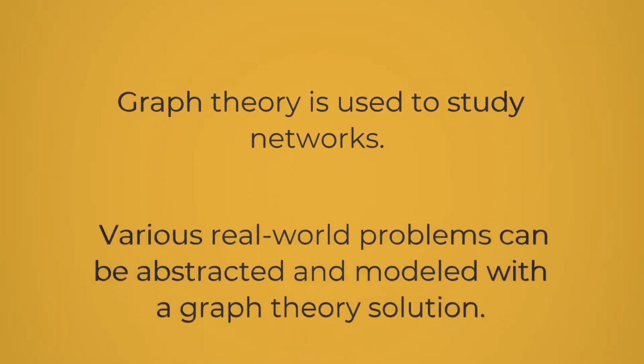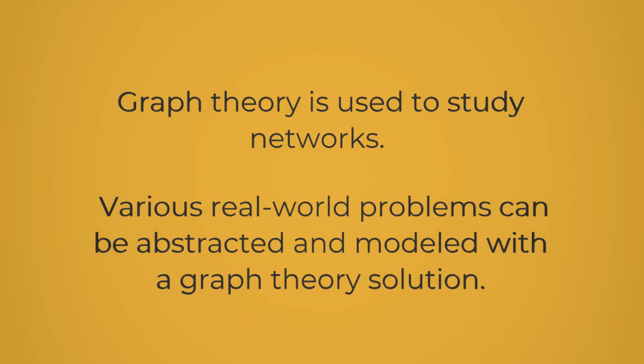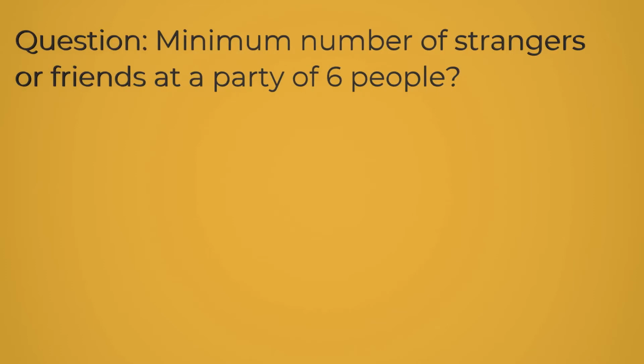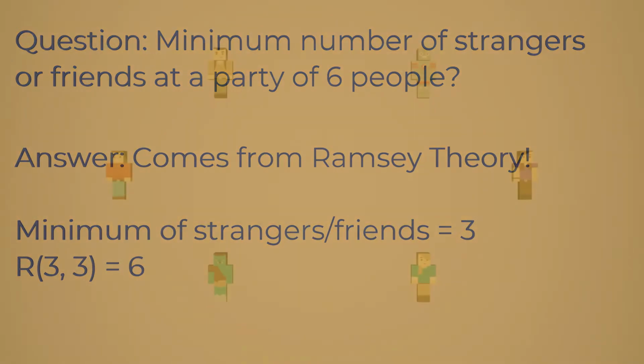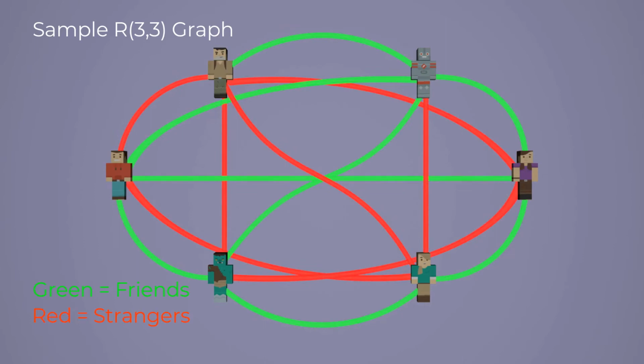Various real-world problems can be extracted and modeled with a graph theory solution. For example, could we perhaps know the minimum number of friends or strangers at a party of 6? This leads us to Ramsey theory and Ramsey numbers. It turns out the minimum number of friends or strangers is 3. We either know a minimum of 3 friends or 3 strangers. Or a more optimistic view, 3 more potential friends.